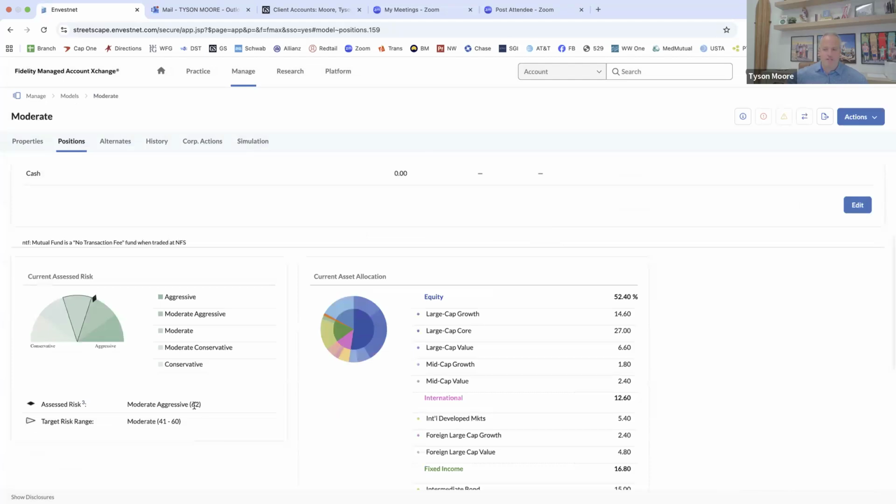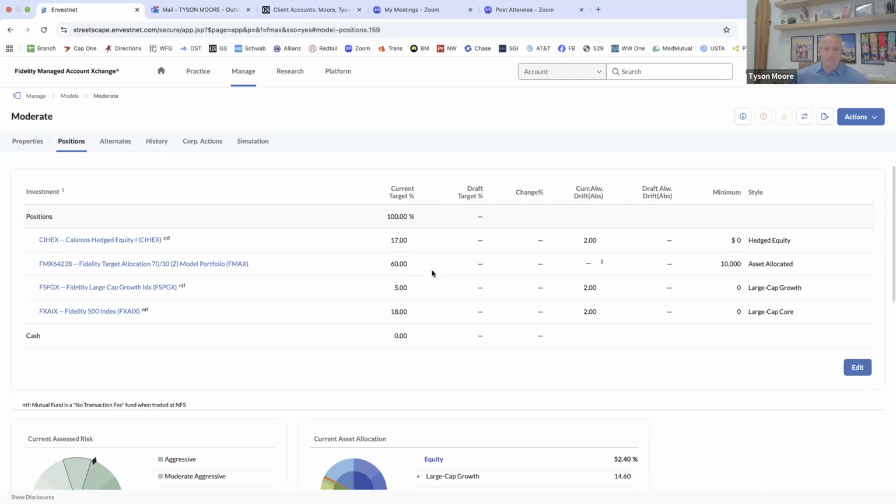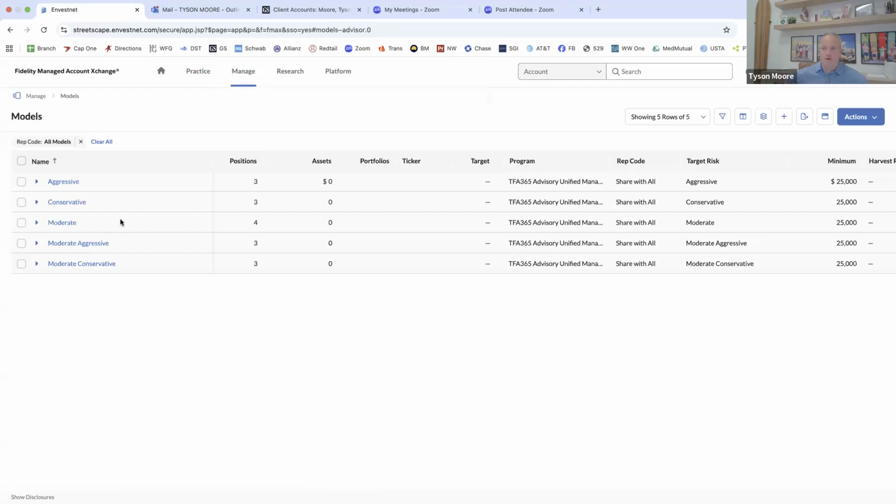Yeah, that bumped it down to 62. So yeah, you guys can play with this a little bit, but I just think it's pretty cool. Let me go back in here and just show you then manage advisor models.